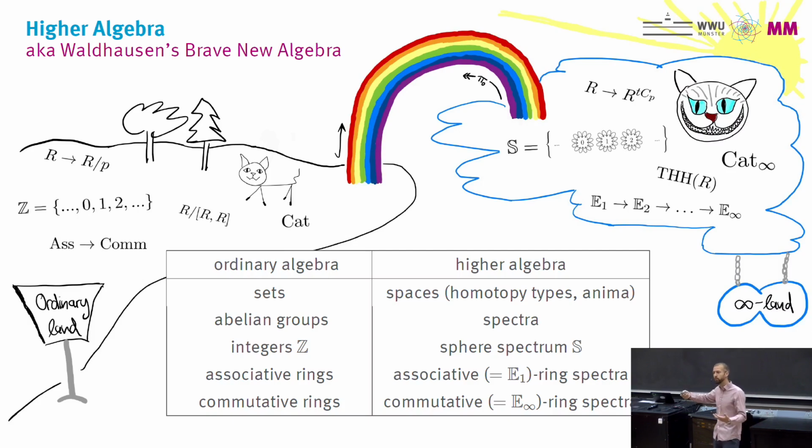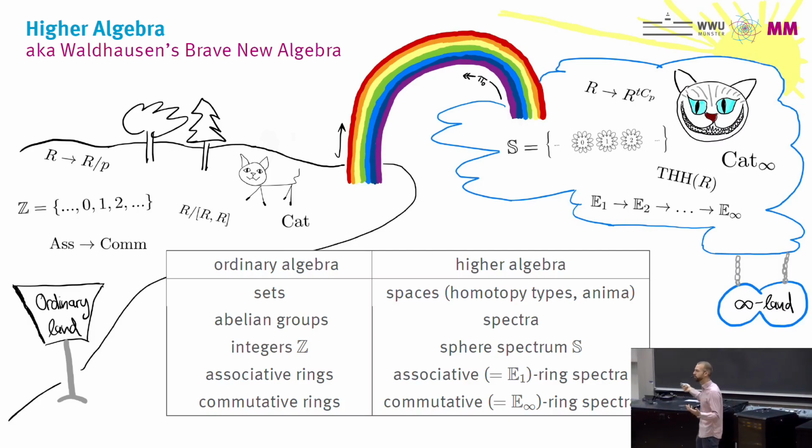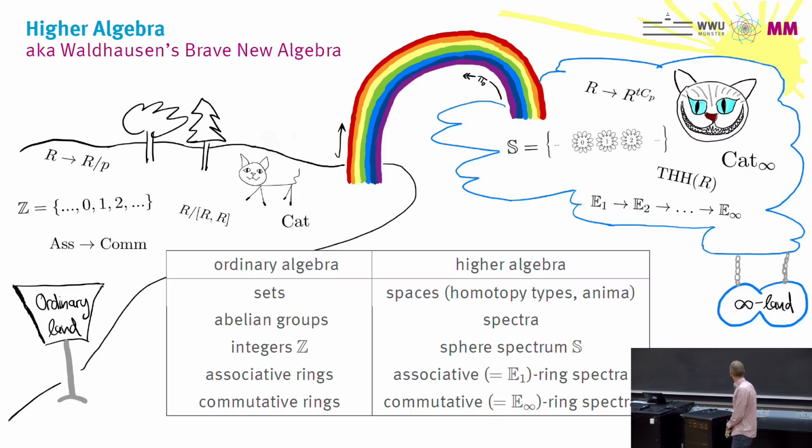And there are also ways back. You can take homotopy groups. If you have a ring spectrum, then its homotopy groups will be an ordinary commutative ring. And these are the ways to transition between the different lands. Of course, the right-hand side is at the very heart of homotopy theory. So we study ring spectra and spectra. Waldhausen was interested to compute diffeomorphism groups. This is the content of stable homotopy theory.